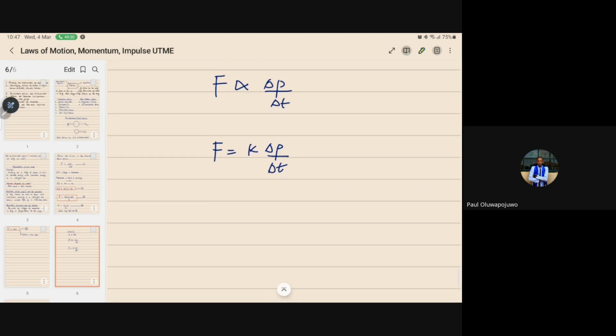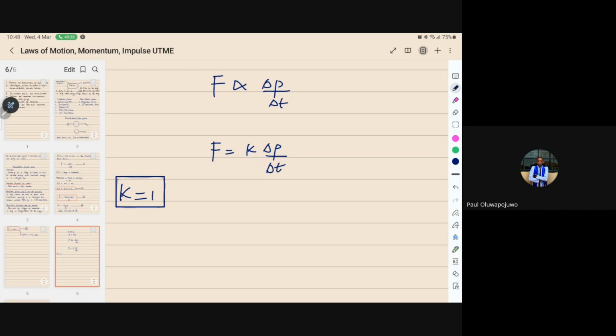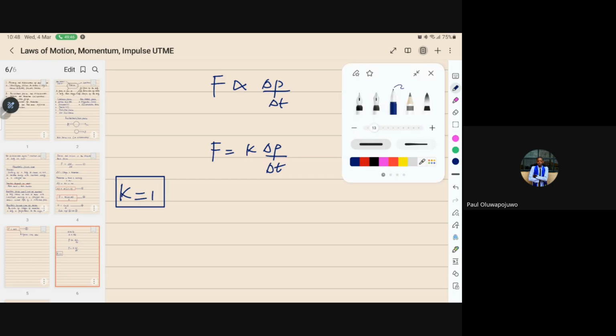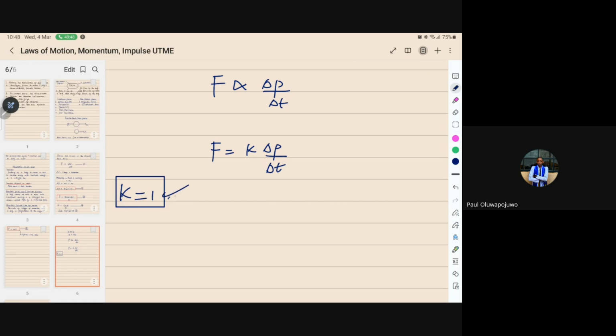Yeah, good. Now, like you said, K is equal to 1. You are very correct on that. But why is K equal to 1? It is because the unit of force, which is Newton, is actually based on this second law. Wait, let me answer this one before you come through. Now, we look at it as the force that produces an acceleration of 1 meter per second squared in a mass of 1 kg.